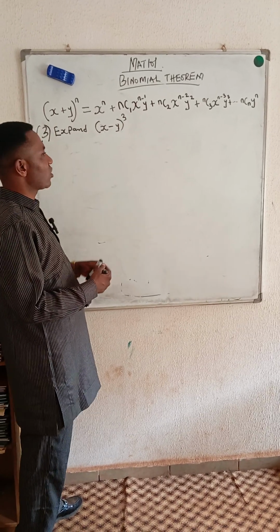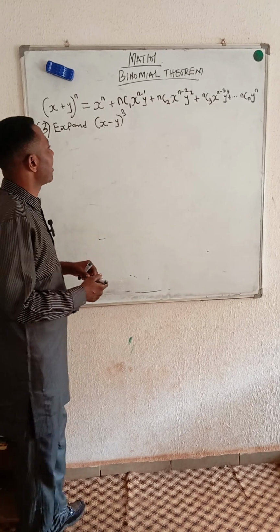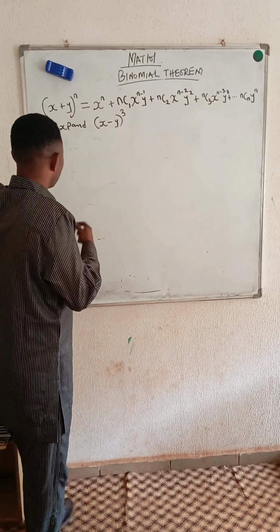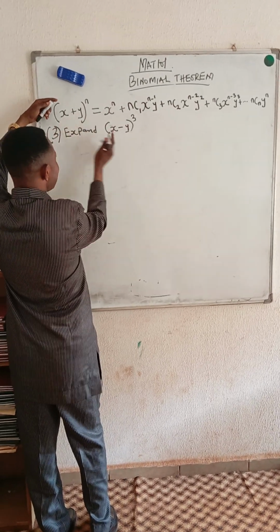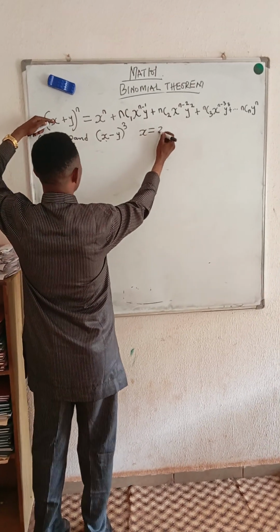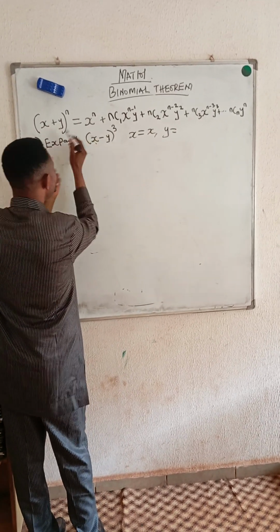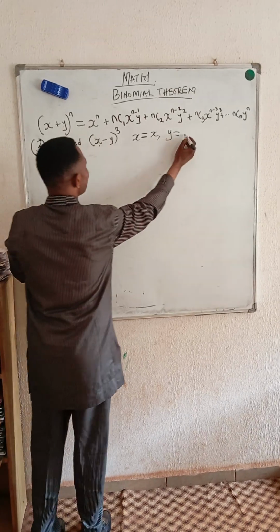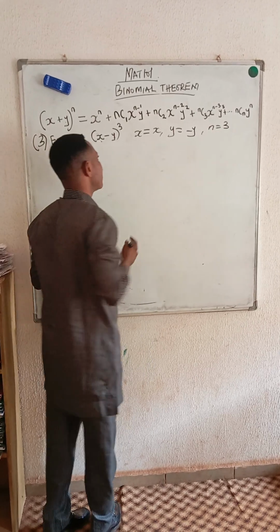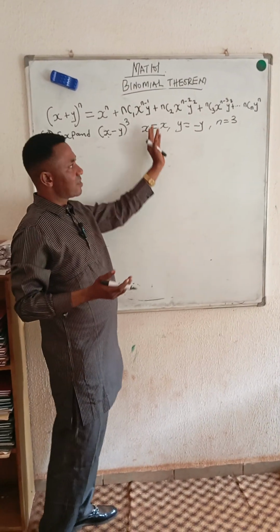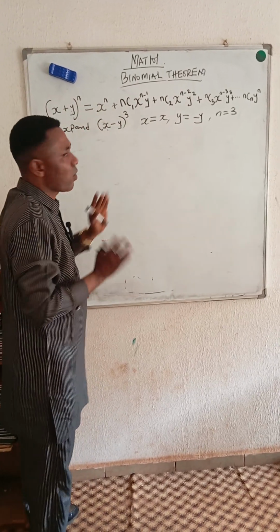Look at this simple question on the board, which is example number 3, (x - y)^3, and we are still going to be using this formula written there. Compare this question very well with the model. x is still x, but y is now minus y, and n is equal to 3. So all we need to do now is to substitute x equals x, y equals minus y, and n equal to 3 in this formula, and we are done.